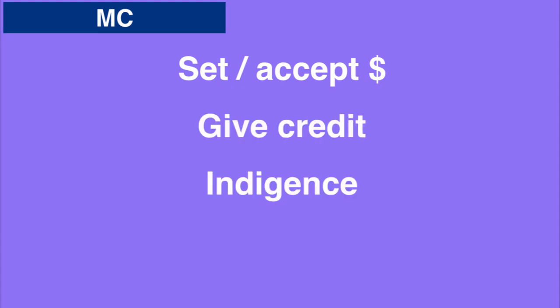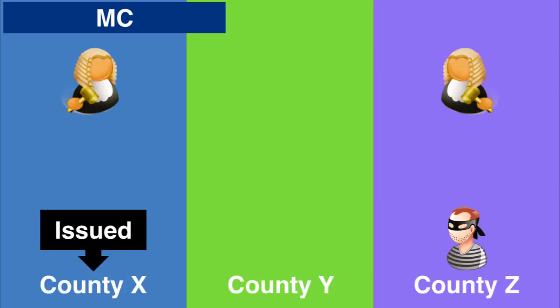If the magistrate accepts the plea of guilty or no contest, the Code of Criminal Procedure states the magistrate may set a fine, determine costs, and accept payment of the fine and costs, give credit for time served, determine indigence, or discharge the defendant as permitted.